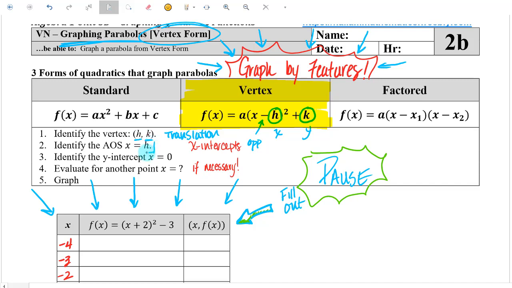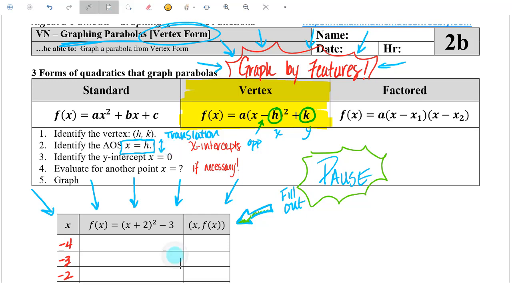All right, once we find the vertex, we're going to use the x coordinate of our vertex to identify our axis of symmetry, which is the line where the parabola is symmetric. You just say x equals whatever that value is. It's a vertical line, and we're going to graph that on there. That'll be the line over which we fold the parabola. We don't actually fold it, but that would be where the symmetry would take place.